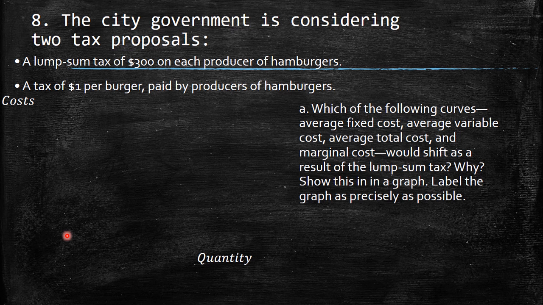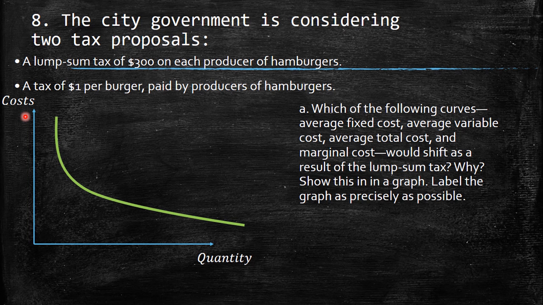Then the first question says, which of the following curves, average fixed cost, average variable cost, average total cost, and marginal cost, would shift as a result of the lump sum tax? Why? Show this in a graph. Label the graph as precisely as possible. So here, first, what are the axes? The x-axis is quantity of hamburgers, and the y-axis is the cost, measured in dollars. So here we have the first curve, which is the average fixed cost, and we'll label it 1.